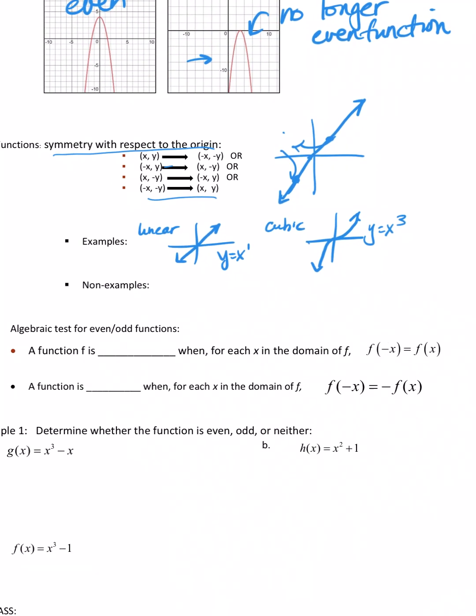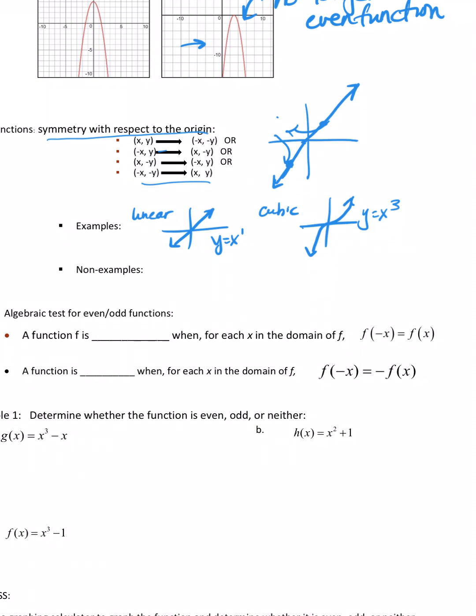Non-examples. Now, what happens if this origin thing doesn't work, if that linear function doesn't go through the origin? You can't make those folds and it ends up not being odd anymore, okay? No longer odd if it falls outside the origin. Again, if that cubic function gets shifted somewhere, it's no longer going to be odd. So these are no longer classified as odd functions, okay? Because we moved from the origin.